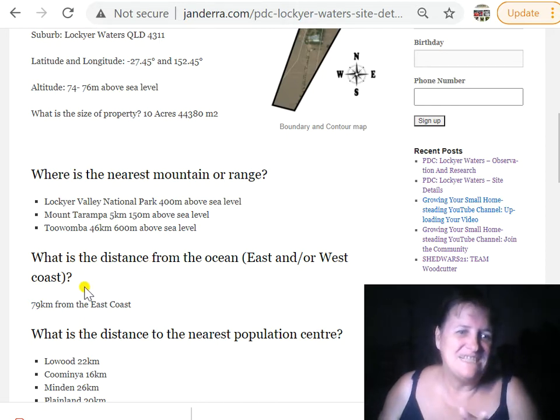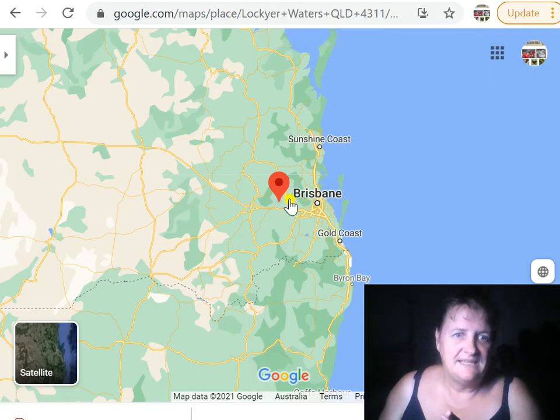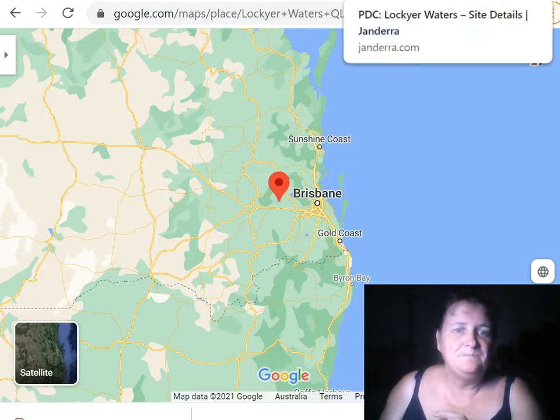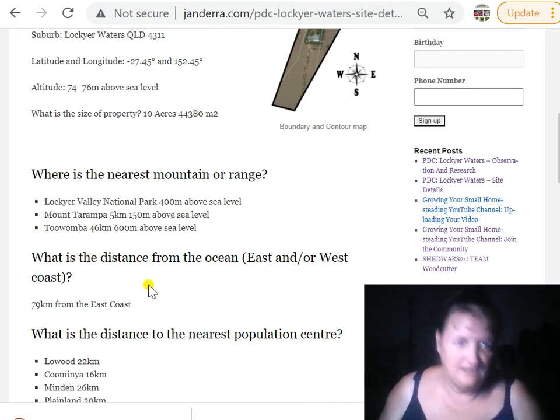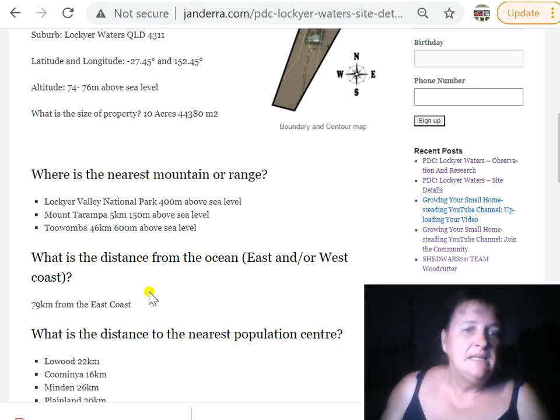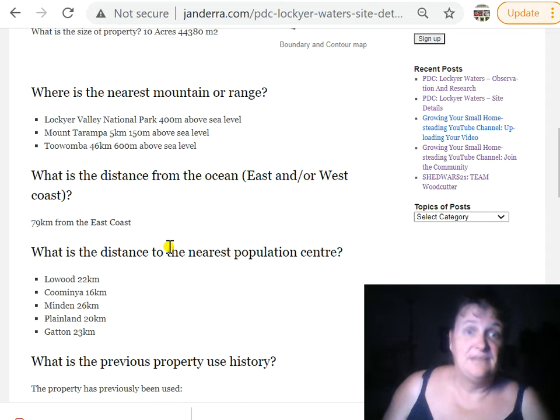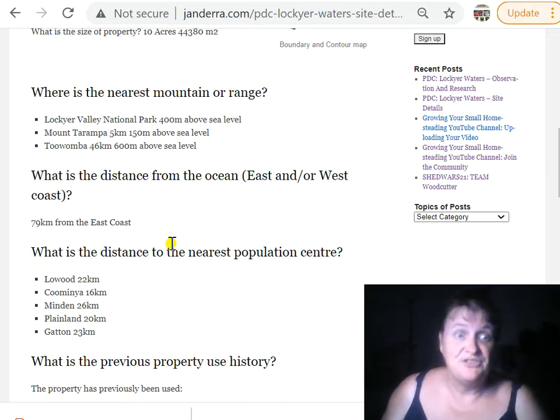So what is the distance from the ocean? It's 79 kilometres. So we'll go back here. So 79 kilometres from here to there. I think it was there, actually. So I took it from the other side of Stradbroke Island. So yes, 79 kilometres from the east coast. Another important aspect to know when you're actually doing your design.